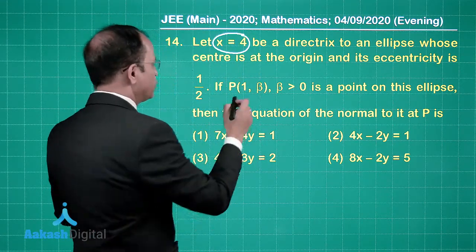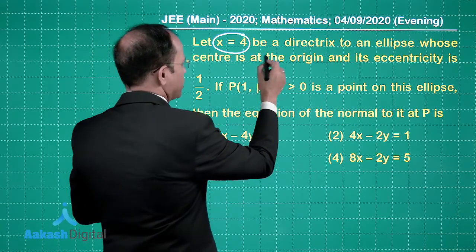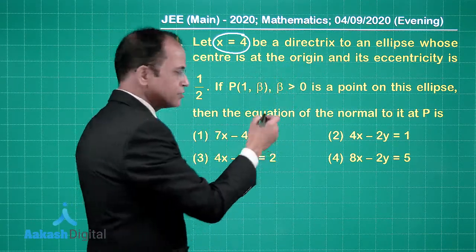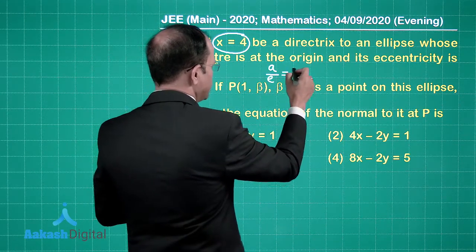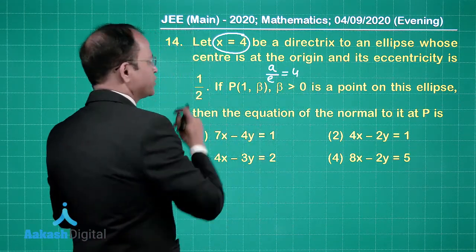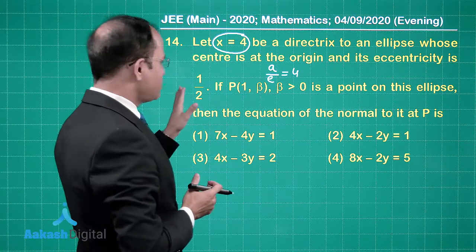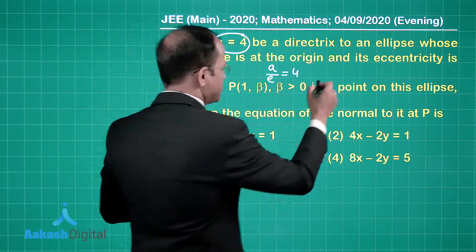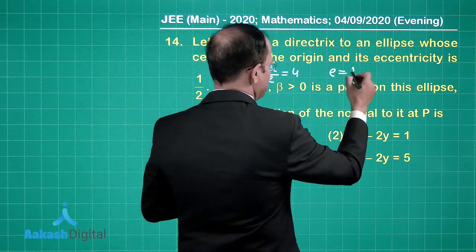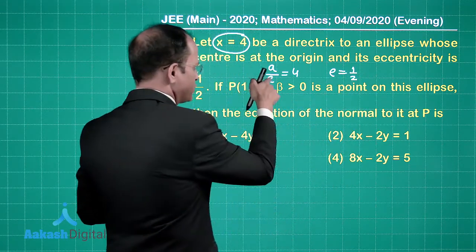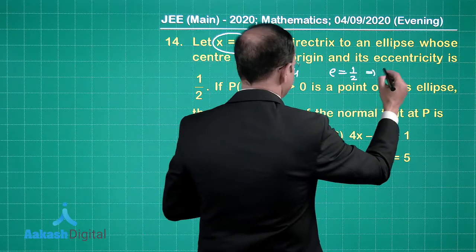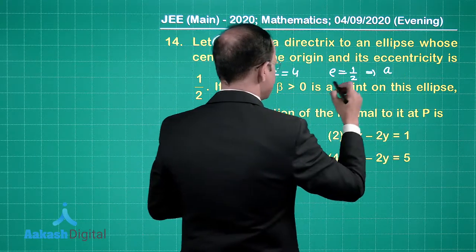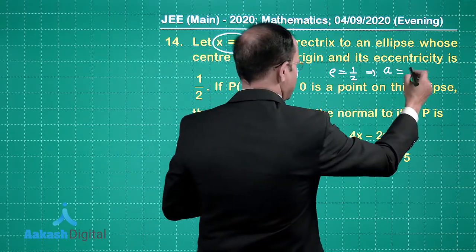So x is equal to 4 means we are talking about the equation of the directrix, which is nothing but a upon e is equal to 4. Can you see that? And also it has been given that eccentricity is half. So you can have a look at this part. Say e is equal to half. That means if you substitute e is equal to half, what do we get? We get a, right? So a is coming out to be 2 then, right?